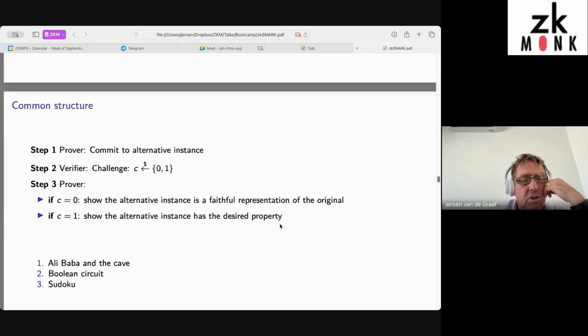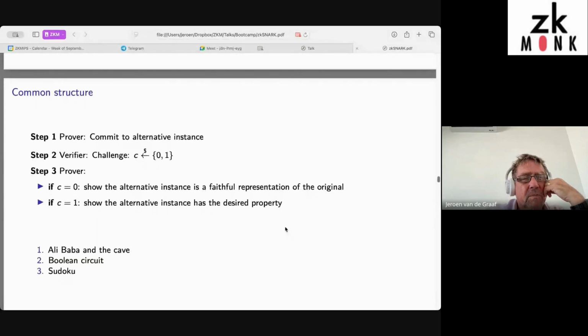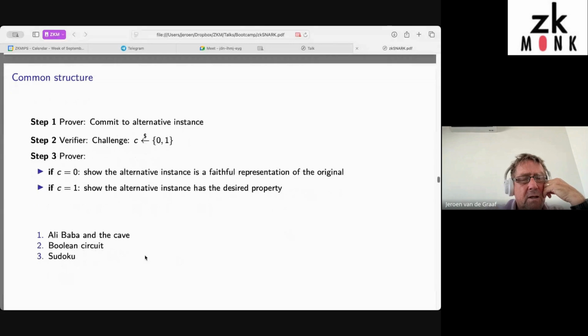And I should mention, you may have heard about Ali Baba and the cave. This is sort of inspired also by this idea. But I always find that Ali Baba and the cave sort of hides some of the details, and sometimes I find it more confusing than helping.